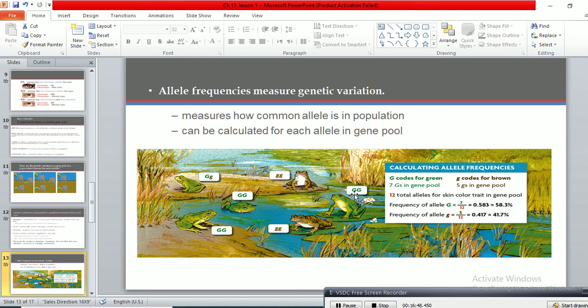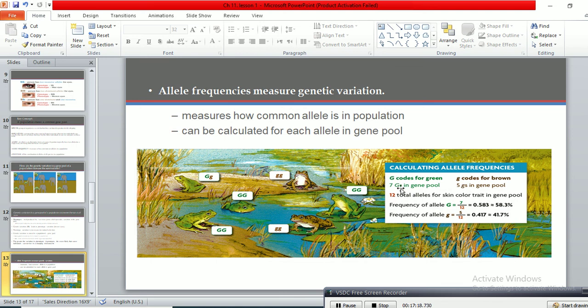But let's count it, just counting and division. Let's see how we can do it. G codes for the green, small g codes for the brown. Here, how many capital G do we have? 1, 2, 3, 4, 5, 6, 7. 7 capital G's in this gene pool. And how many small g's here? 1, 2, 3, 4, 5. 5 small g's.